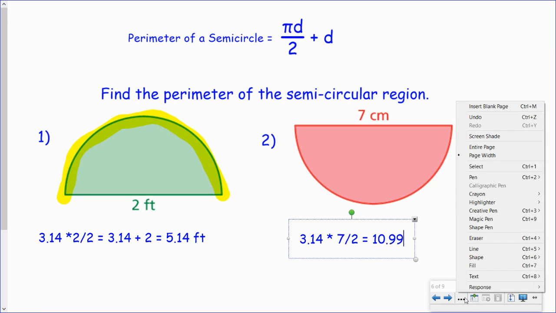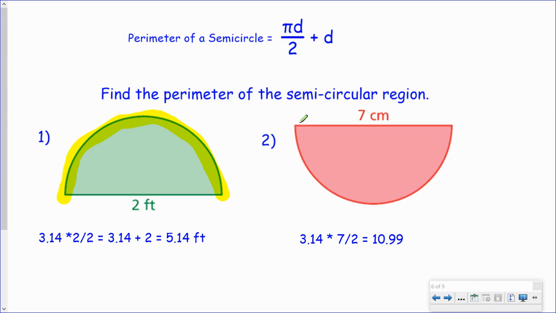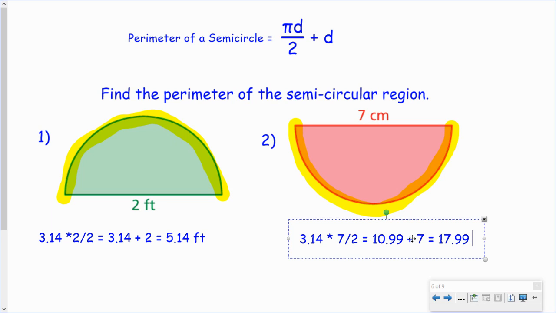Now remember, this answer right here is simply this part of the shape. So I haven't made it all the way around. I don't have the full perimeter yet. What do I need to do to get that full perimeter? I need to add this side up here, the 7, onto my total. So plus 7, and I would get a grand total of 17.99 centimeters. So this is how you can find the perimeter when you have a semicircle.